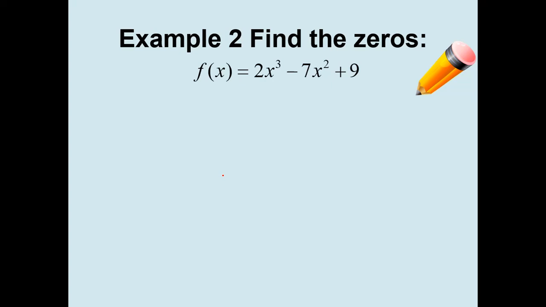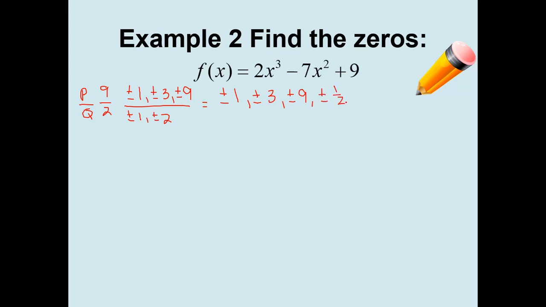Let's try another example here. So let's first figure out my P over my Q, right? So that's 9/2, so plus or minus 1, plus or minus 3, plus or minus 9, then plus or minus 1, plus or minus 2. Okay, so my list of possible zeros, I'm going to go all over 1 first. So all the numerators over 1. Now all the denominators over 2.